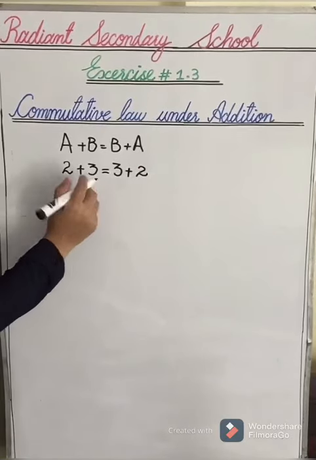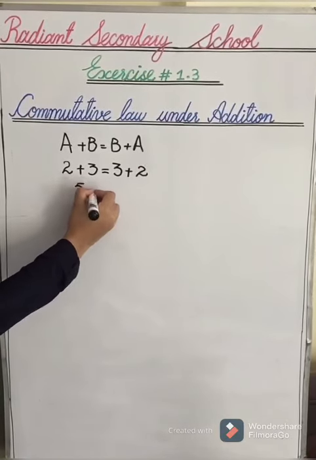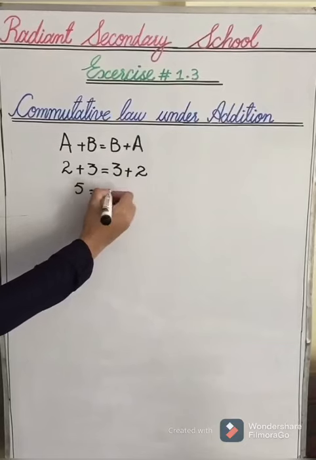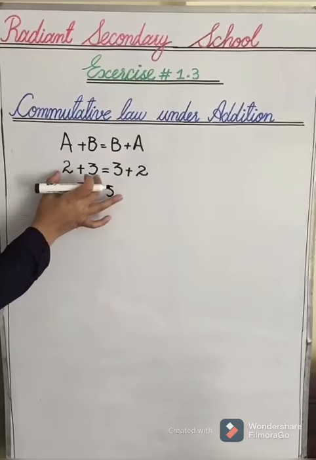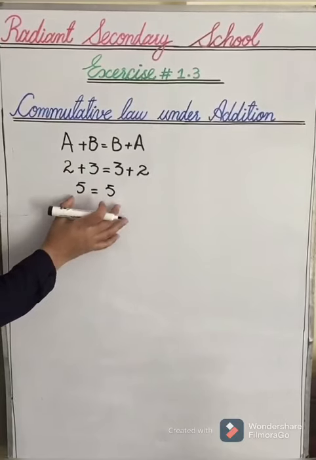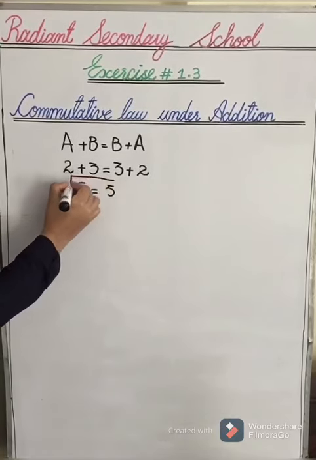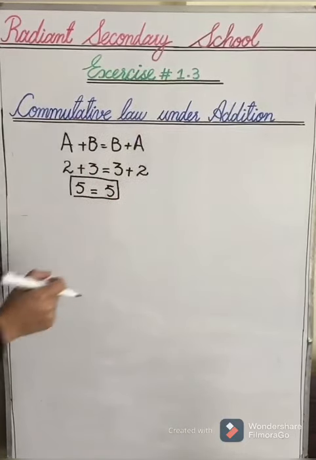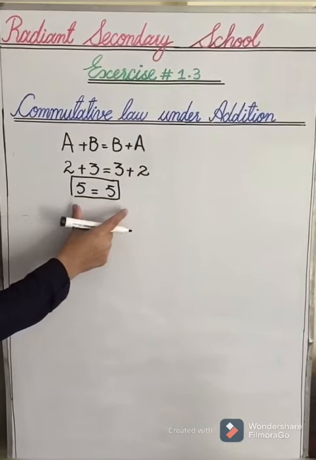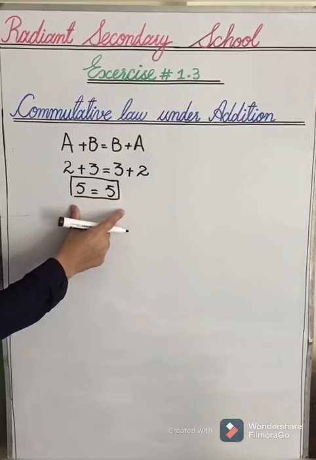So if I add 2 with 3, I will get 5. And also, if I add 3 with 2, I will get 5, which means that the place of these numbers is not making any difference on the end result of your addition. This is your commutative law under addition. Now we will apply this commutative law under addition on matrices.